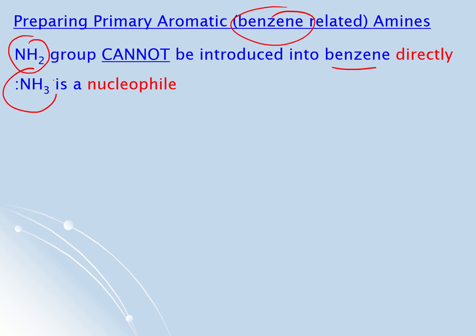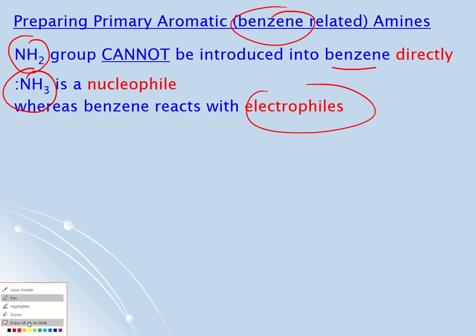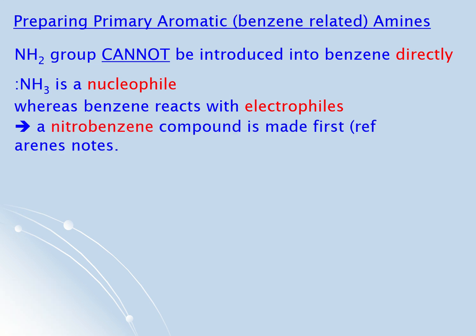NH2 groups cannot be placed directly onto a benzene ring. The ammonia that we would use is of course a nucleophile, and benzene reacts, as you know from your benzene topic, with electrophiles. So that is simply not going to happen. The energy requirement to do that would completely prohibit it occurring. So a nitrobenzene compound is made first. When you did benzene chemistry, you learned how to turn benzene into nitrobenzene. We'll look at the conditions of that in a wee second, but you've already done the chemistry behind that.